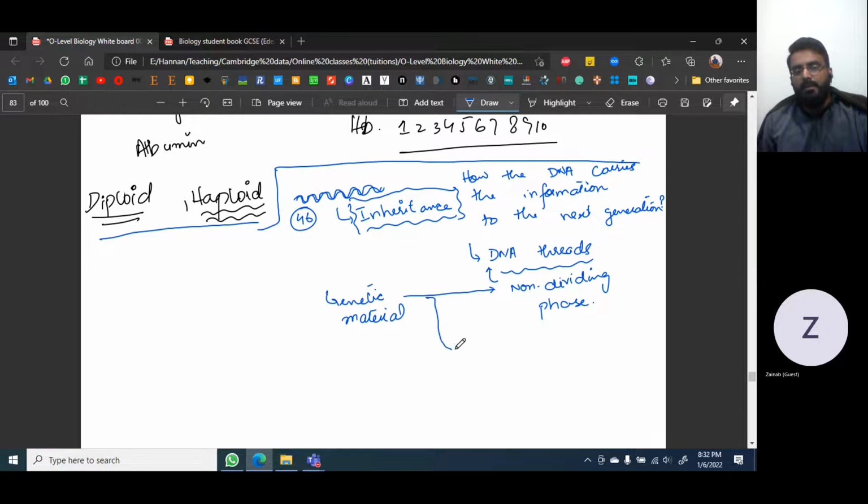But if you consider another category, in the dividing phase, the DNA is not present in the form of threads. Instead, the DNA is converted from the threads into the form of chromosomes. You may say that actually it is the folded DNA. The DNA is folded into the form of the chromosome.